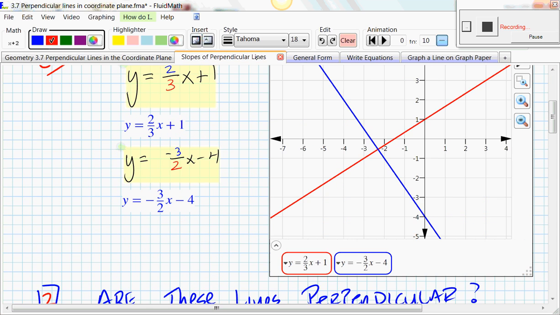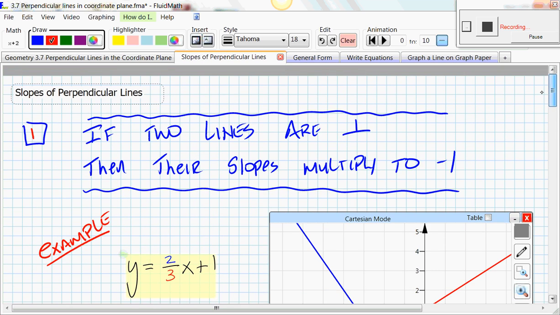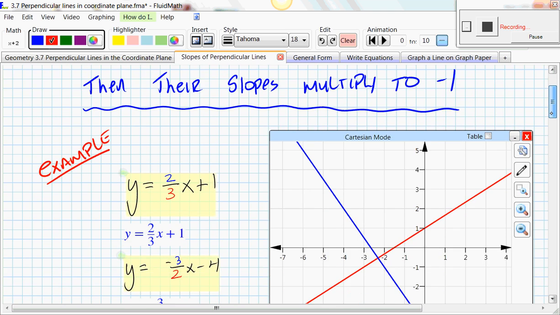Then, getting into slopes of perpendicular lines. The first box here, the first idea, says if two lines are perpendicular, this is the symbol for perpendicular, then their slopes have to multiply to negative 1. So here's an example for you.